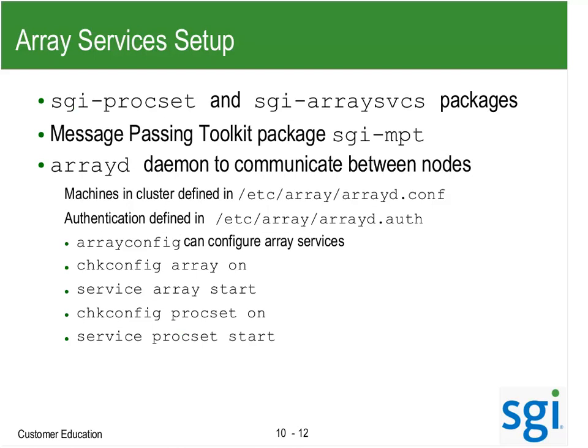Also related to the MPT, we also need this procset daemon up and running. So you've got array services and you've got procset, and then there is the MPT package itself. Again, this arrayd is communicating between hosts within the cluster. You could call that a host. And the machines are defined in arrayd.conf and authentication in arrayd.auth. I need to go into those files for the demo today.